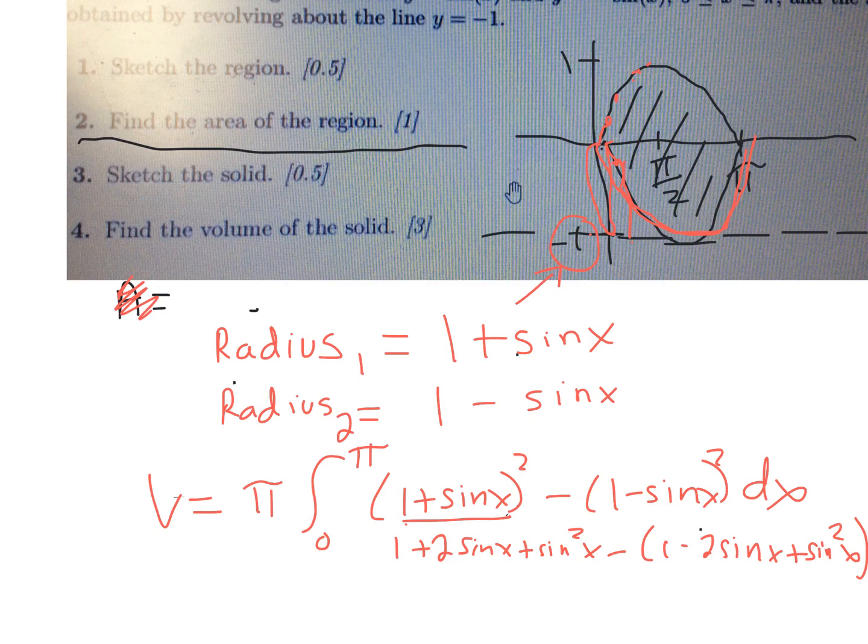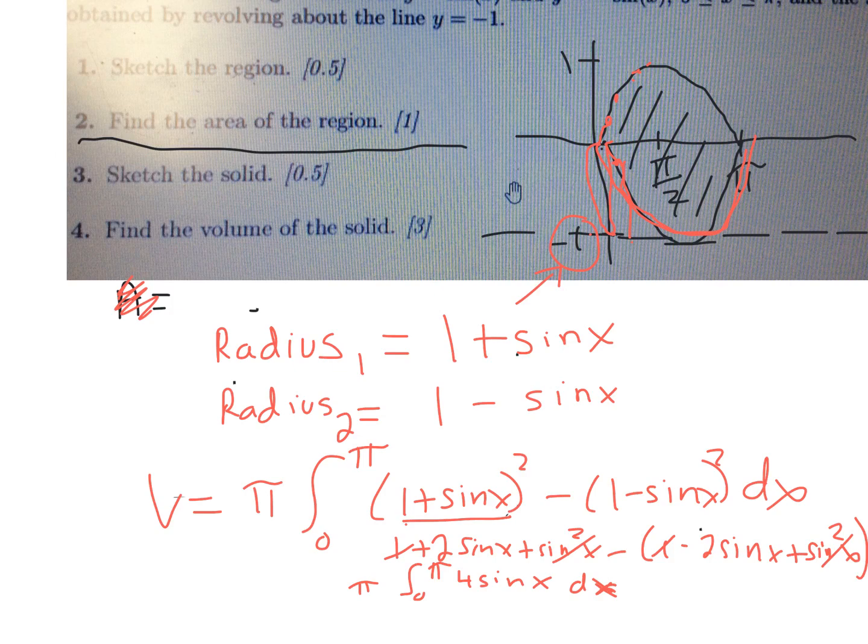Okay. When we simplify, 1 minus 1 is going to cross out. Sine x minus sine x is going to cross out. Sine squared x minus sine squared x crosses out too, and so all we have left is 4 sine x. And we're still integrating. But that's going to be a lot easier to integrate because that's just going to be negative cos of x, right?